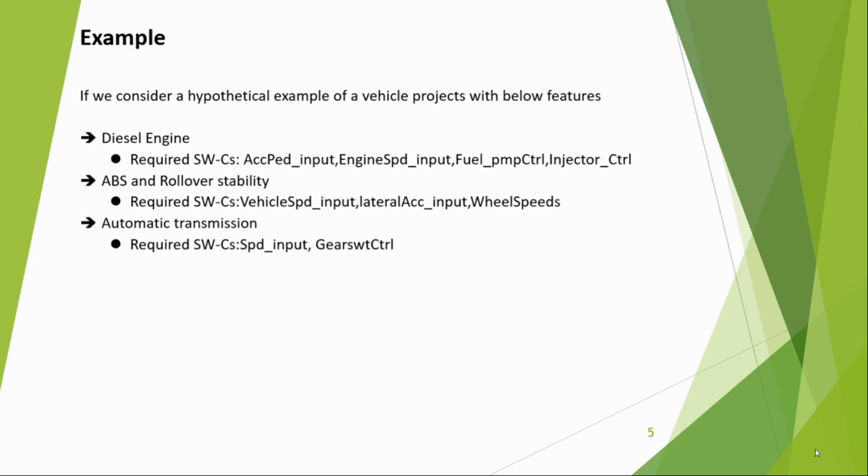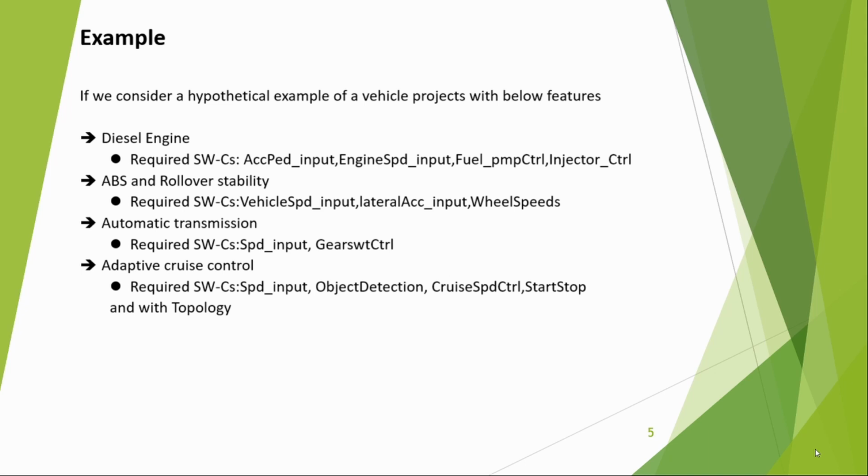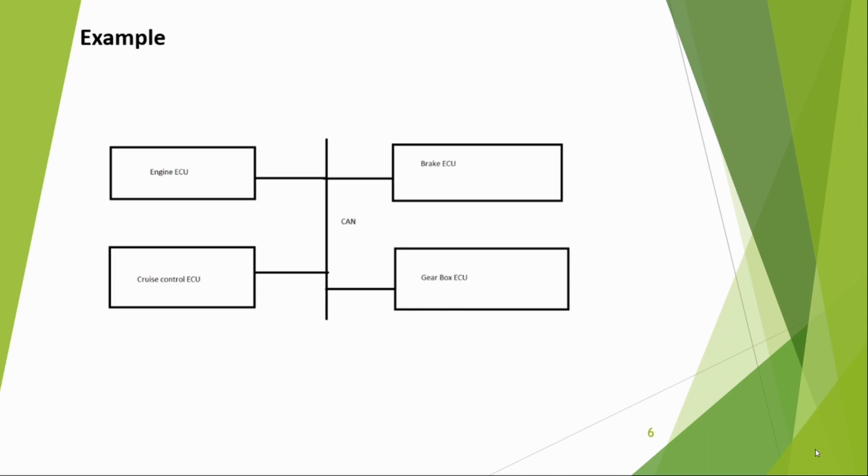Then we have the automatic transmission. For that, we have the speed input and gear control. Then we have the adaptive cruise control, where we have a speed input, object detection, cruise control output, start stop, and with respect to topology, let's say we have the engine ECU, brake ECU, cruise control ECU, and gearbox ECU. Then we have the CAN bus, only the CAN bus.